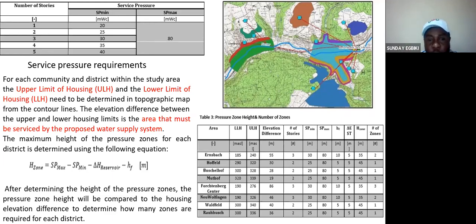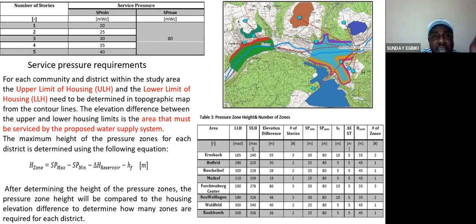get the map, which we already have from the first stage, site visit and survey information, that is, your digital elevation model with contour lines. In that case, you have to determine what we call the upper limit of housing, which is the maximum elevation in that area. Two, you have to determine your lowest limit of housing, which is the minimum elevation in that area. When you have that, the difference between the upper limit of housing and the lowest limit of housing will give you what we call the elevation difference.